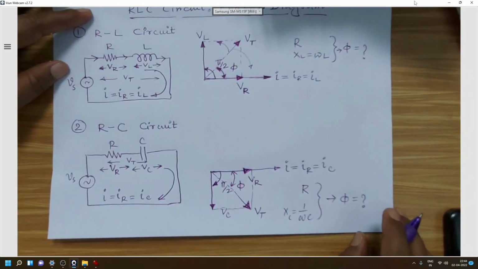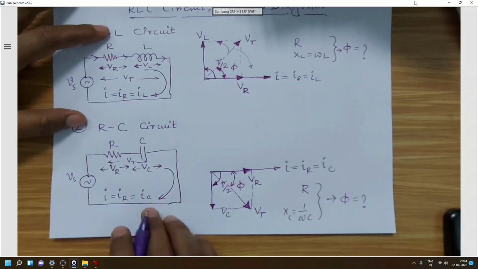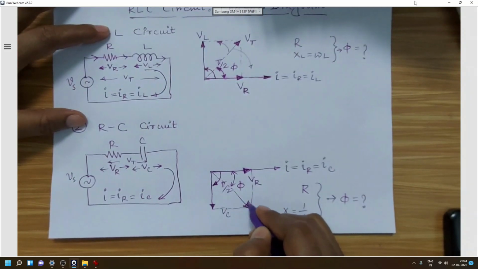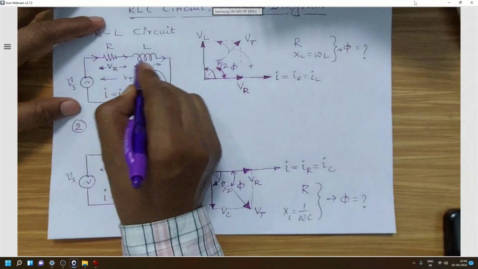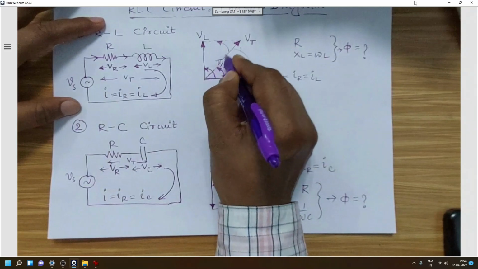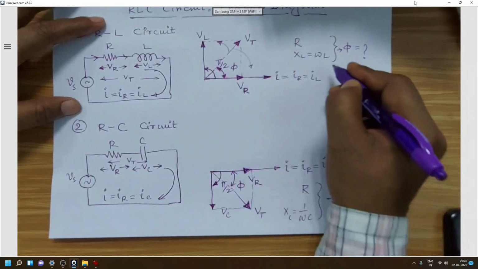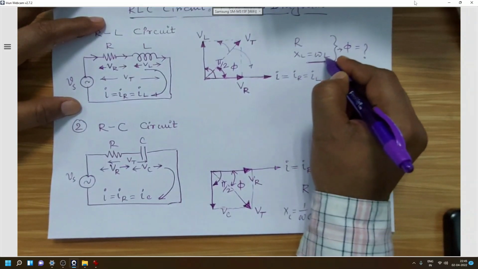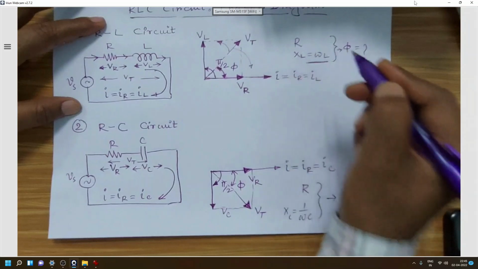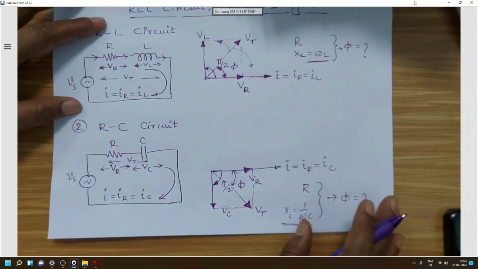So this circuit will have some resultant voltage which will lag behind the current for the RC circuit, and for the RL circuit the resultant voltage will be obtained as a leading voltage over the current. Here this omega L is called the magnitude of inductive reactance, that is XL, and here the 1 by omega C is known as the capacitive reactance, and this is the amplitude of the capacitive reactance XC.